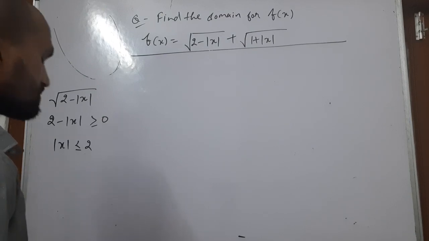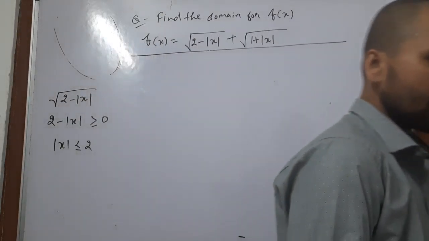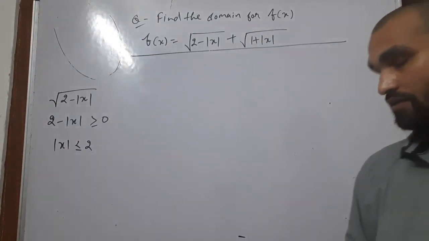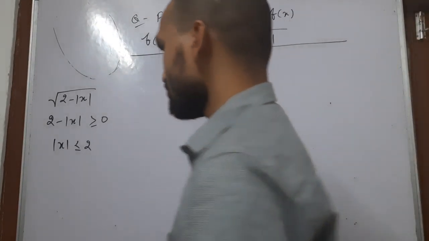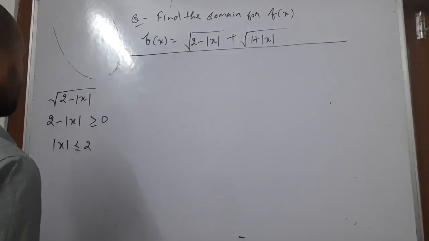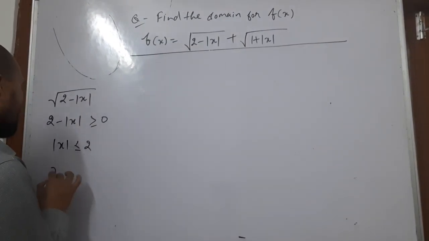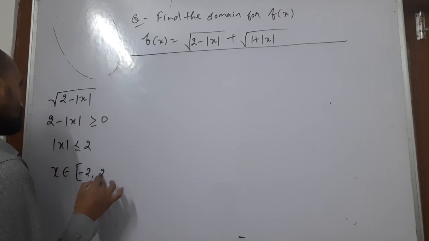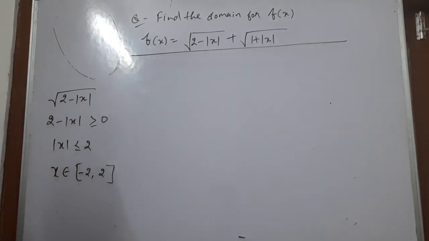Okay friends, what is the meaning of mod x less or equal to 2? It means x belongs to the closed interval minus 2 to plus 2, because all values in this interval will give modulus less or equal to 2. So x is in the closed interval minus 2 to plus 2.